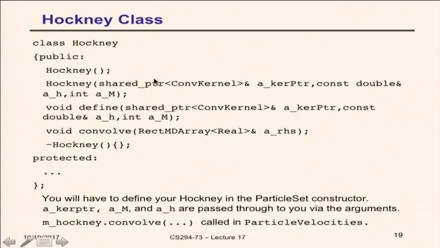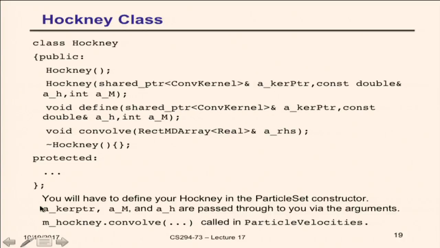Hockney has a default constructor. It has a non-trivial constructor where you send in the regularized convolution kernel, the mesh spacing, and the log base 2 of the number of mesh points. And then you have an associated define function, which I believe we define in the driver anyway. The thing that you will use is convolve. So that's a rectMD array of double applied to a right-hand side. And then there's a destructor.